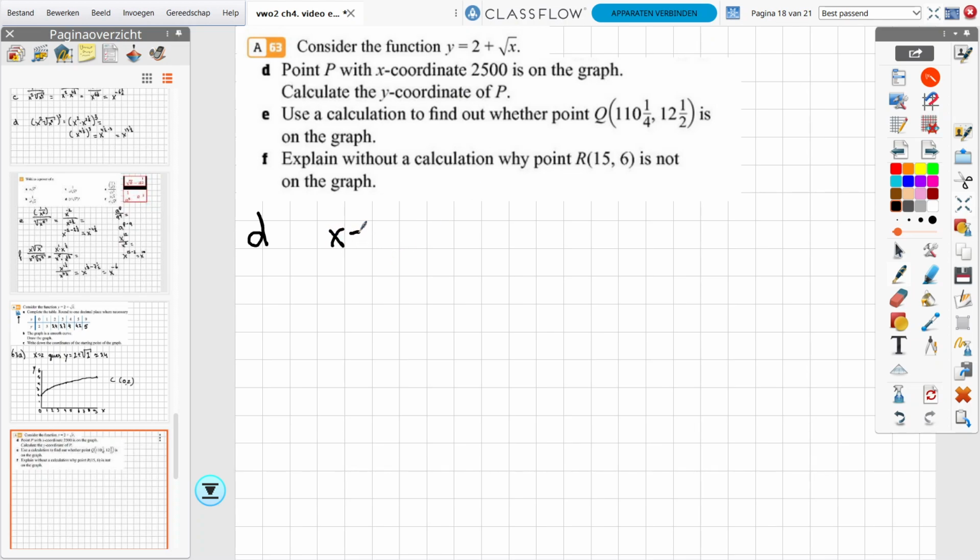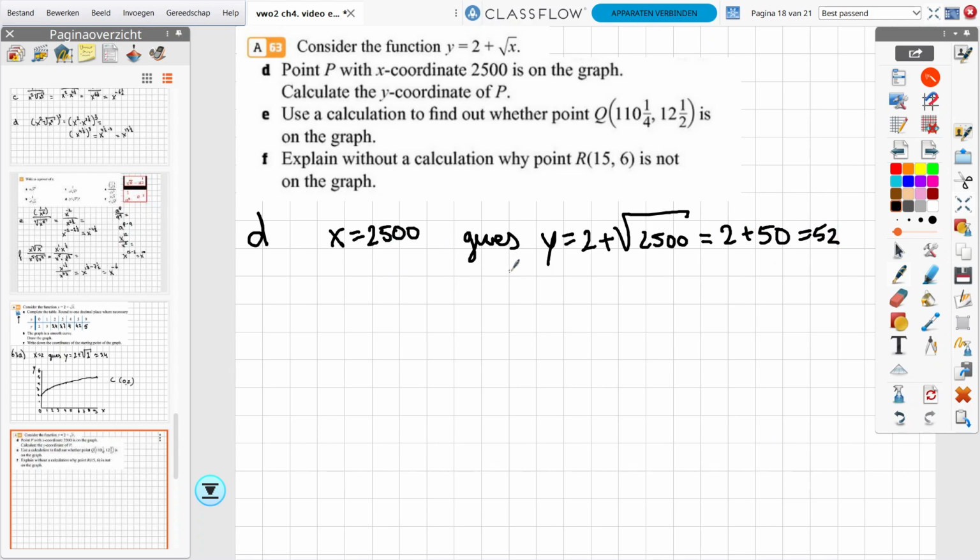If x is 2500, that gives me y is 2 plus, and just change the x into what they ask you to, in this case 2500. You can use a calculator for this exercise, right? So if you don't trust your skills, you can do it like that. Some people will see that, well, the root of 25 is 5, so the root of 2500 is 50, because 50 times 50 is 2500, so 52.